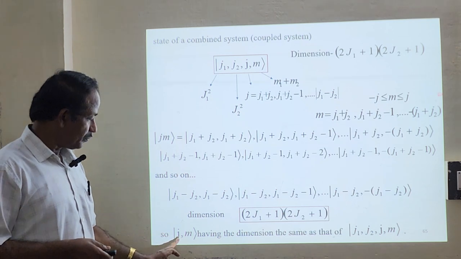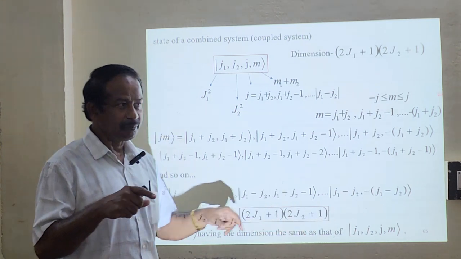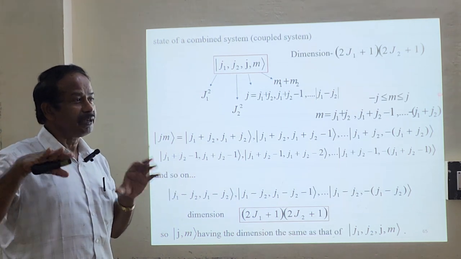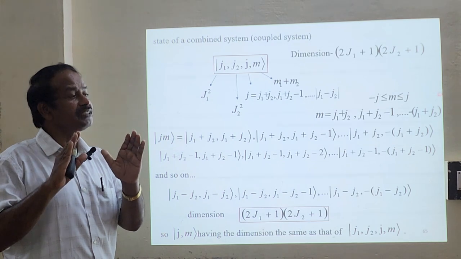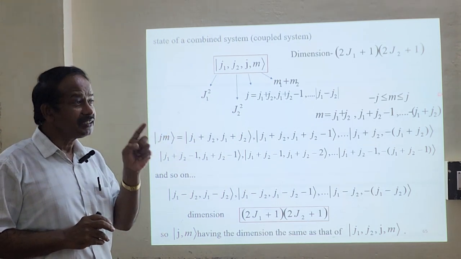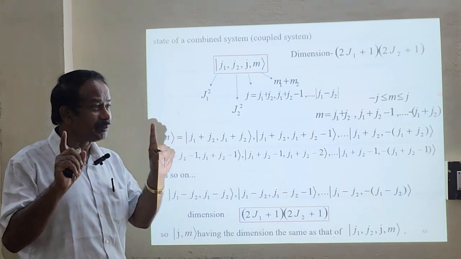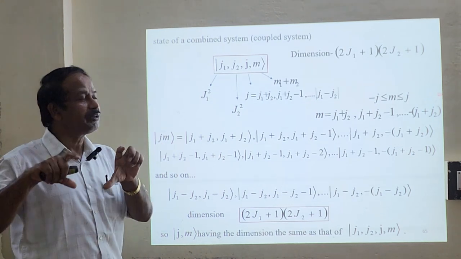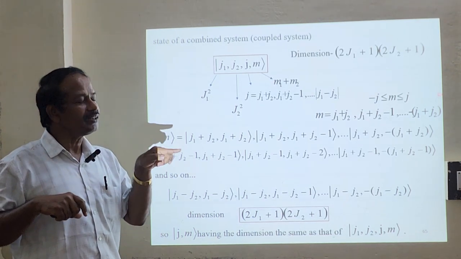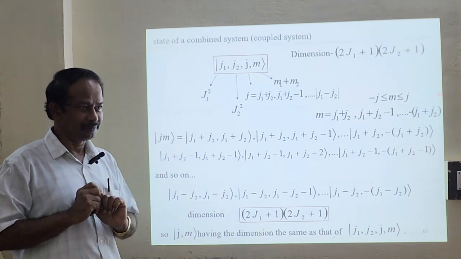As I said, j, m will have a basis, and j1, j2, j, m also will have a basis. It implies that the basis for the uncoupled states will be exactly equivalent to the basis for the coupled one. Both will have the same basis. Suppose the basis for uncoupled is 4, then the basis for coupled will also be 4. So we will have 4 basis states on either side.